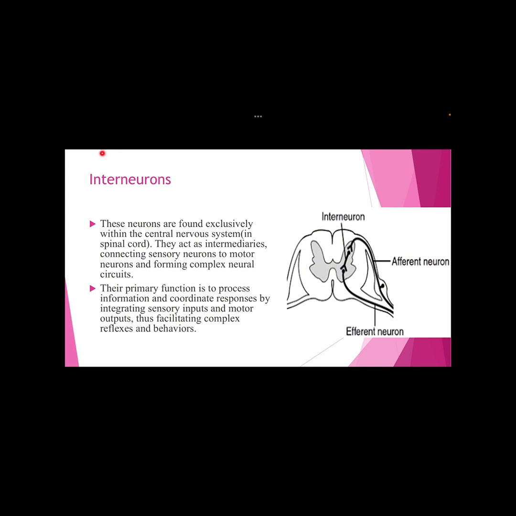Lastly, the third type is the interneurons. We already talked about them. Interneurons are a connection between the sensory neurons and the motor neurons. Sensory neurons are also called afferent neurons, and motor neurons are also called efferent neurons. Interneurons are the connection between both types of neurons. Their primary function is to process information and coordinate responses by integrating sensory inputs and motor outputs, thus facilitating complex reflexes and behaviors such as the reflex to the pain to move our hand quickly as a protective response.